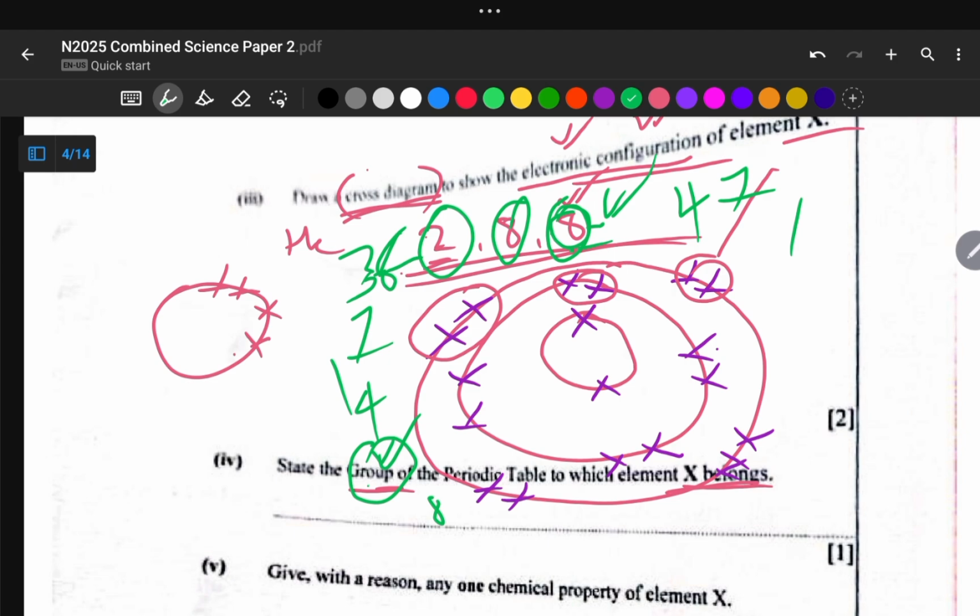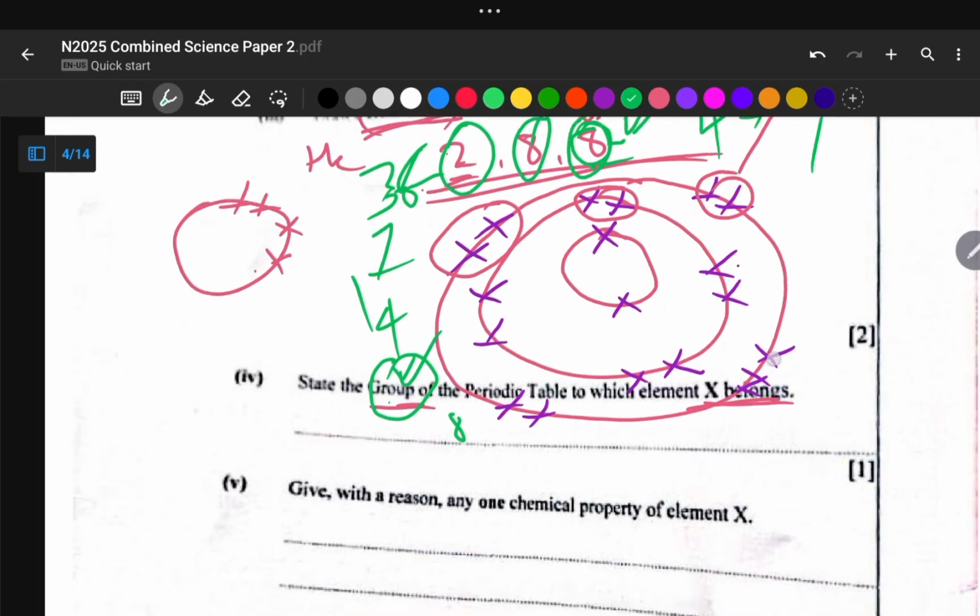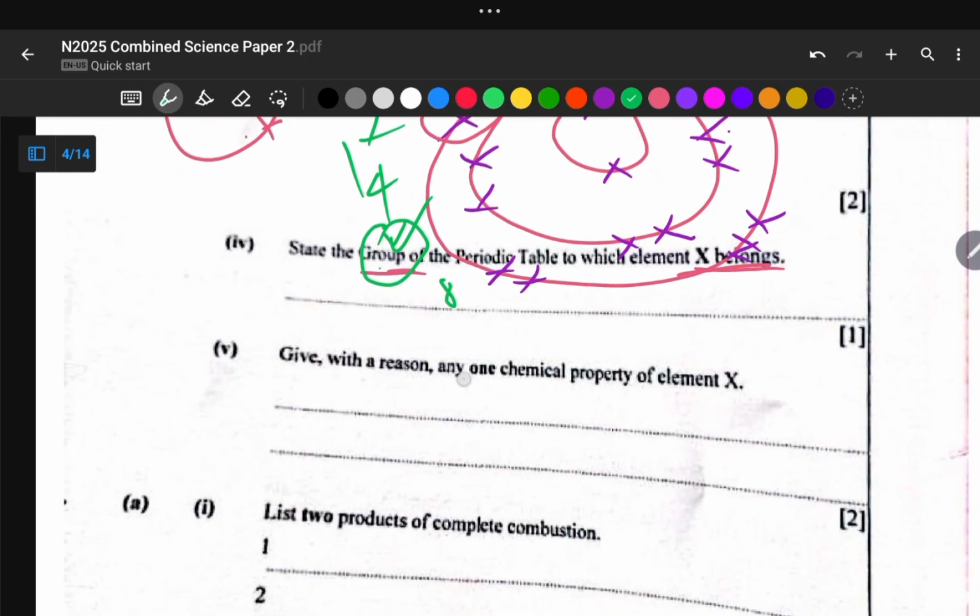So we want to stick to the simple terms for combined science, right? State with the reason any one chemical property of the element X. One chemical property. So the question requires us to give the chemical property, not physical properties. Physical properties are temperature, conduction of electricity, and so on. But here we are being required to give the chemical property. So you should be able to understand which property you are giving. Am I giving the required property, or am I starting to create my own question, right?